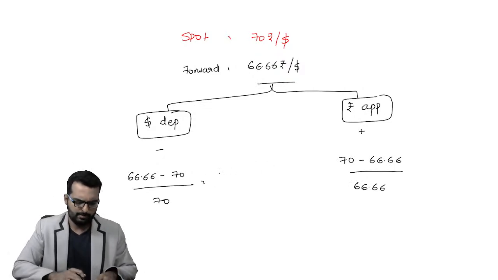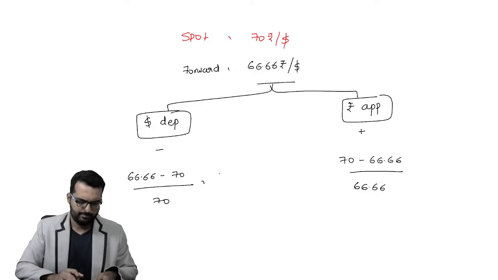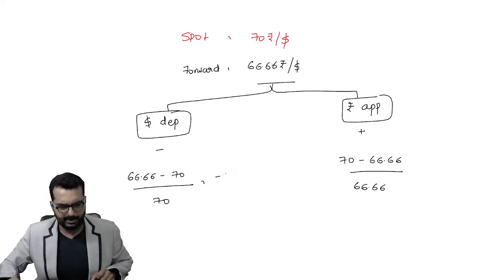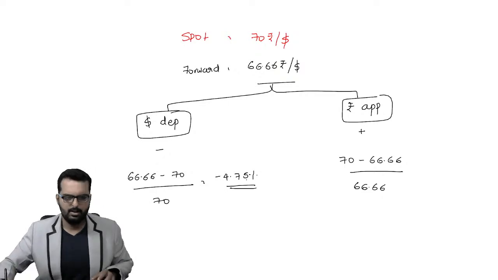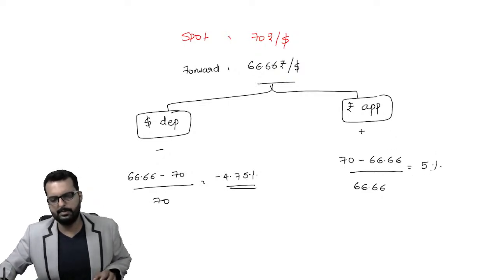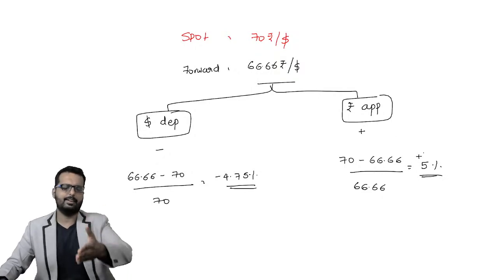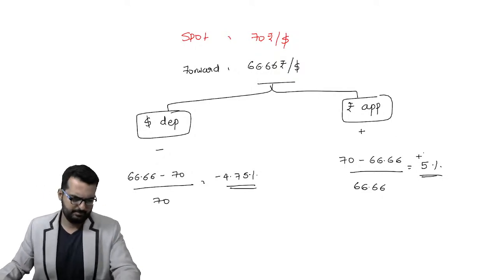So if I do this, I get the answer as minus 4.75% here. And in the other case, I'll get the answer as 5 percentage plus. And this is exactly what the question is saying.